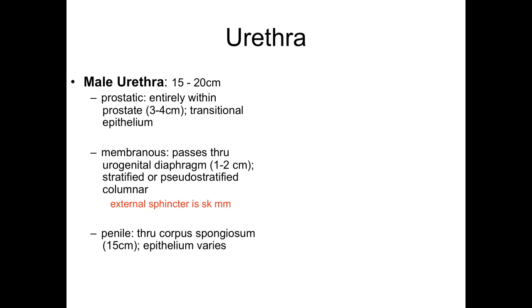The male urethra is fairly long, maybe 15 to 20 centimeters. There are three major components in the male urethra. The prostatic urethra is entirely within the prostate gland, with transitional epithelium. The membranous urethra passes through the urogenital diaphragm. The epithelium here can be stratified or pseudostratified columnar epithelium. There is an external sphincter of skeletal muscle in the urogenital diaphragm, and then the penile urethra, the longest component of the male urethra, is entirely within the corpus spongiosum of the penis. The epithelium in the penile urethra is very highly variable.